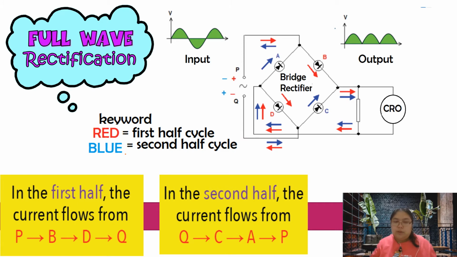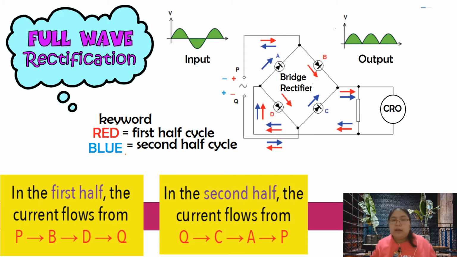After going to the D, I continue the red color arrow, then I go back to the Q. So from here, the first cycle, the path of the current flows from the P to the B. After that, go to the resistance, then go to the D, and last, go back to the Q. So that means this one is a complete cycle. So I can draw the direct current for the output. So this one is the first cycle, direct current.